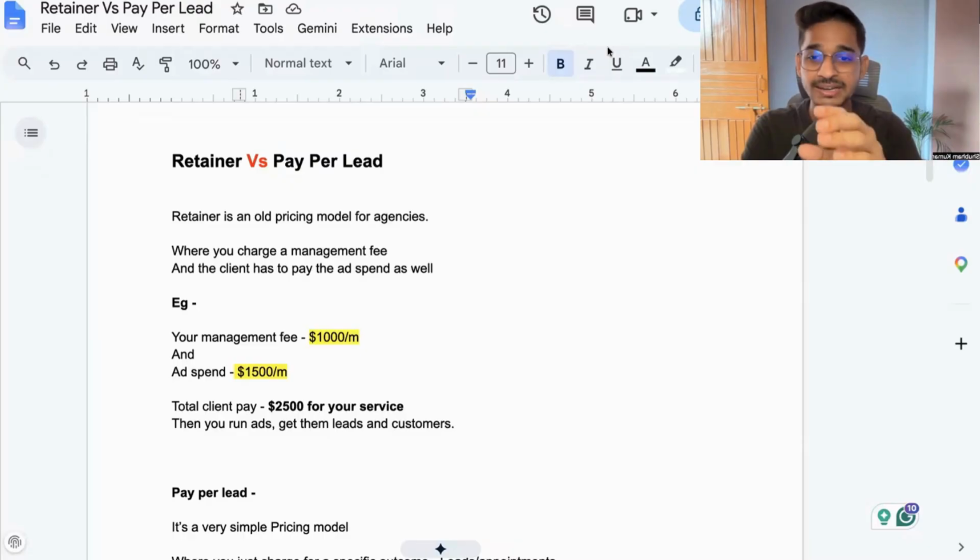So you need to understand the differentiation between both these offers and what the pros and cons are for each of them, so you can choose the right offer for your needs, for your agency, that is suitable for you. Okay, so let's begin.